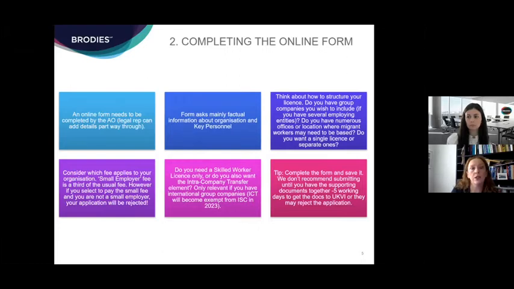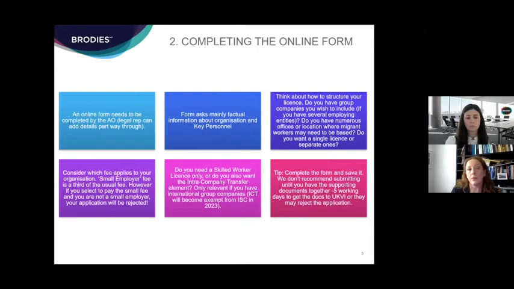Also consider before you apply which fee is going to apply to your sponsor license application. There's a small employer fee and then there's a larger one. The small one also applies to charities, etc. There's detailed guidance available about which fee to pay, but if you do pay the wrong fee, that can result in your license application being rejected. So it is important to make sure if you're going to use the small employer fee that you are entitled to do so. And there's special rules about financial services organisations, etc., which often have to pay the larger fee. So do check the detailed rules on that.